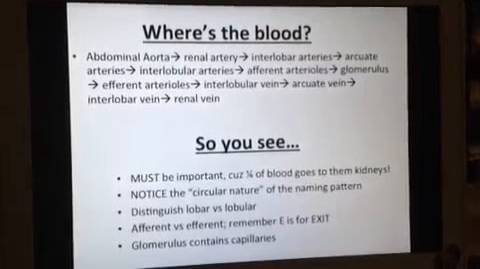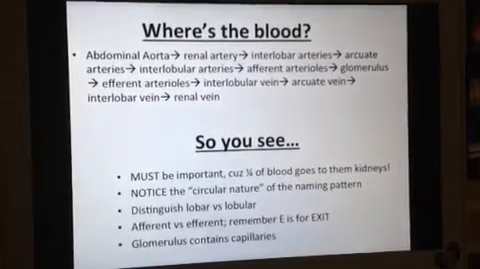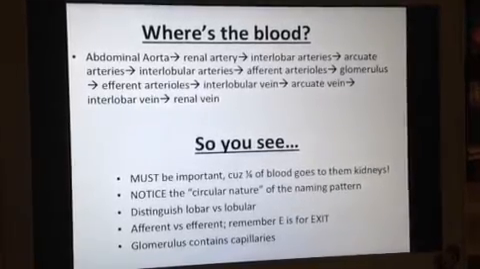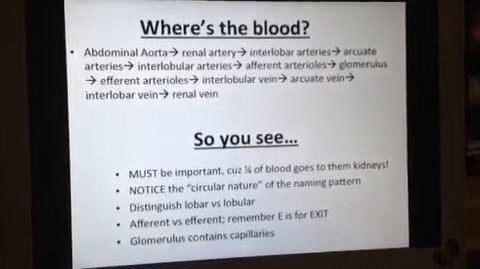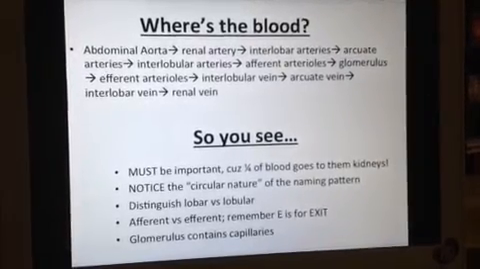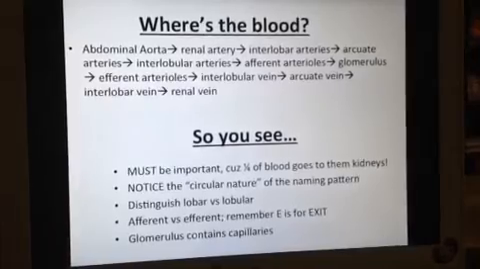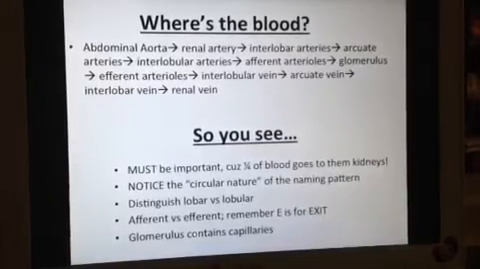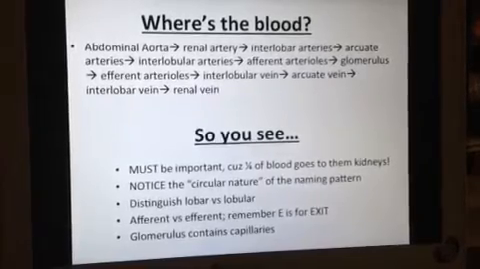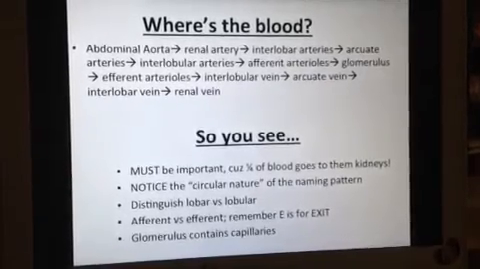And I want you to notice up here when we were looking at the flow of the blood, how it was kind of circular. So on one end you see the renal artery, on the other end you see the renal vein. Right next to those you're going to see the interlobar vein and the interlobar arteries. And so if you look at it that way, it makes it easier to remember. Coming at it from one side and coming at it from the other side are going to be very similar.